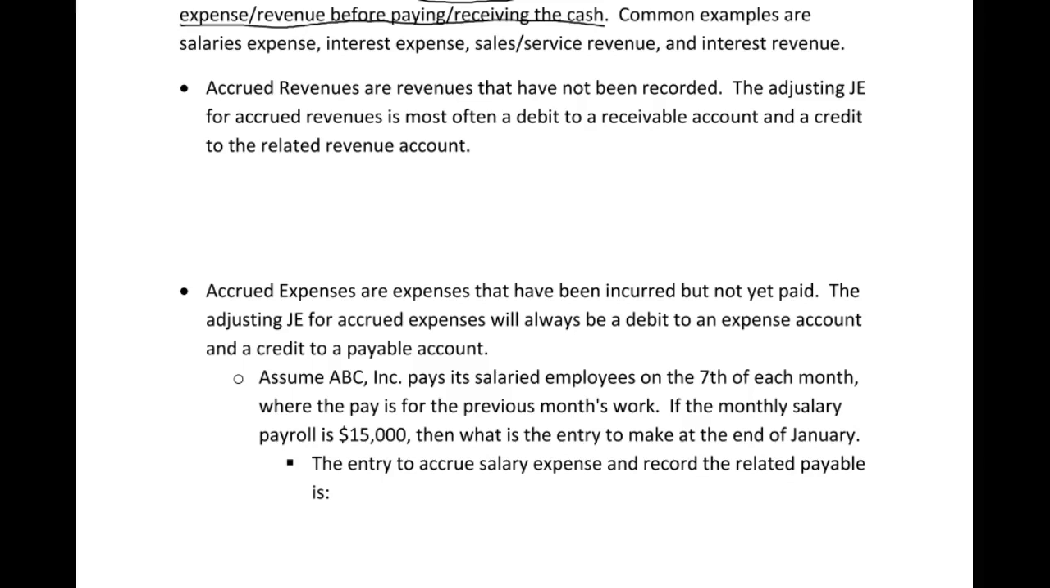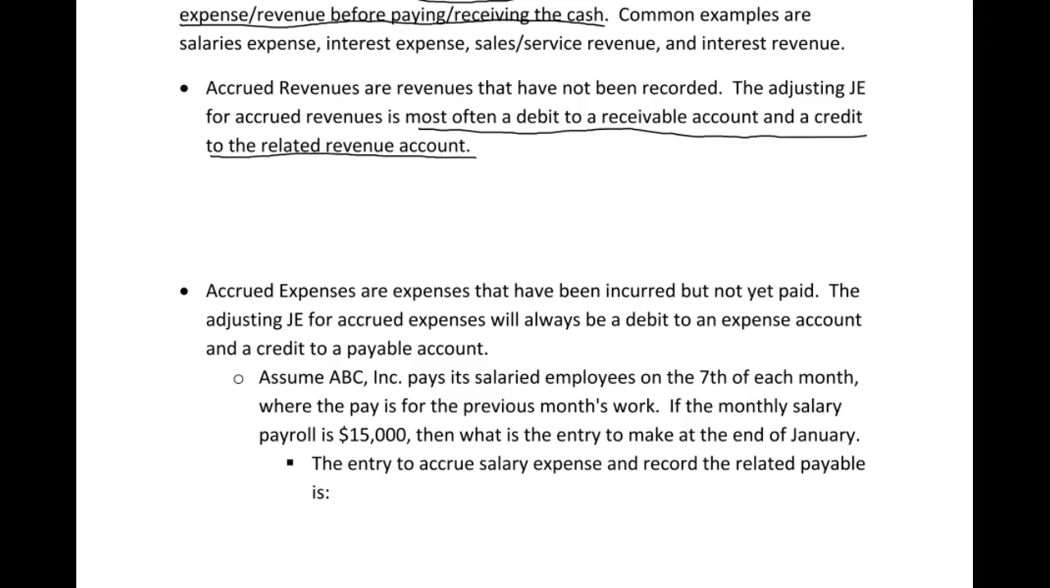All right, so accrued revenues. This is the revenue side. So they are revenues that have not been recorded. Remember, this is all adjusting journal entries, which means we're doing this at the end of the period. It could be at the end of the month, end of the quarter, end of the year, but just the end of the accounting period that we're concerned about. So the revenues that have not been recorded, which means we are now going to record that revenue. The adjusting journal entry for accrued revenues is most often a debit to a receivable account and a credit to the related revenue account.